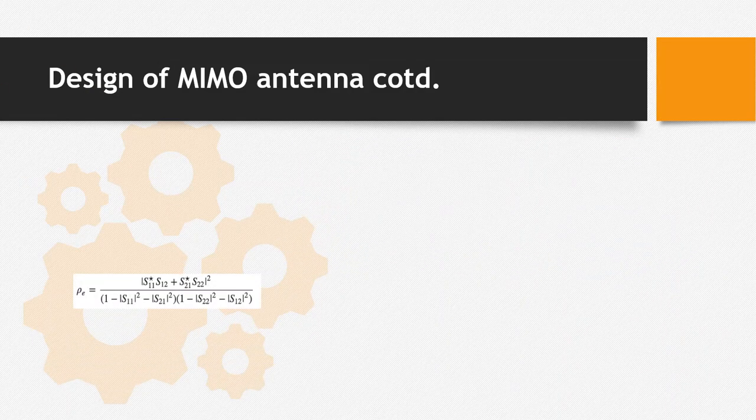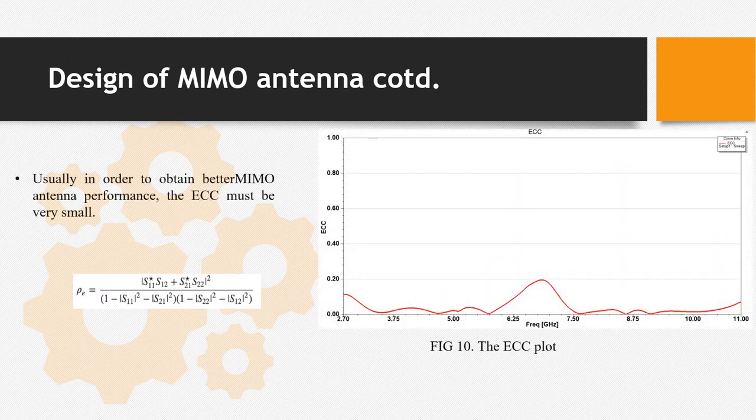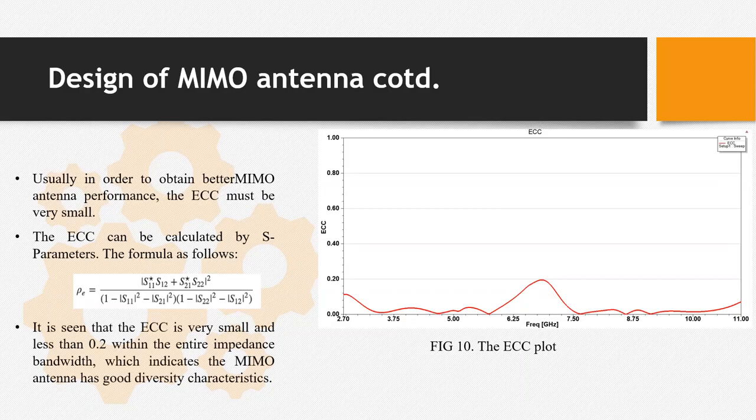This is the formula of ECC, and the ECC plot has been shown. As we know, the ECC must be low to signify decoupling of the MIMO antennas, which gives good diversity characteristics. Here we achieve 0.2 ECC.